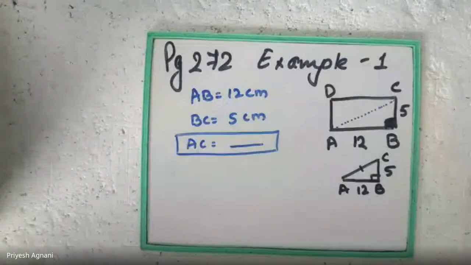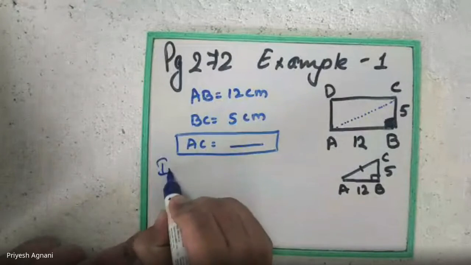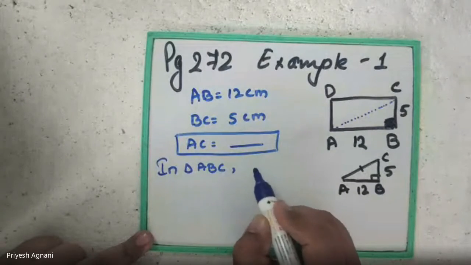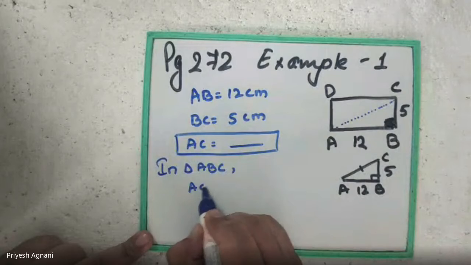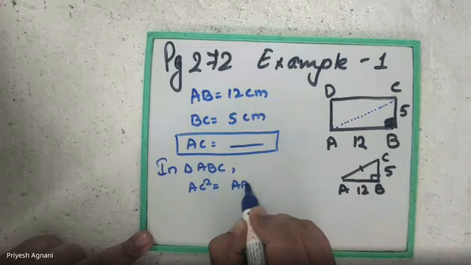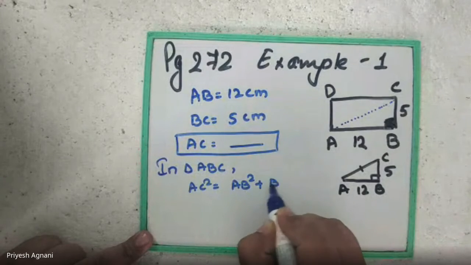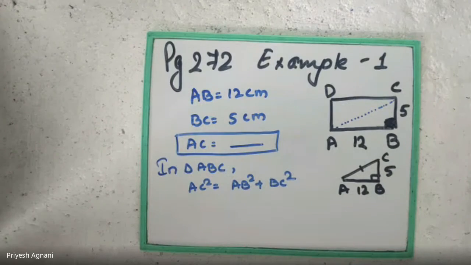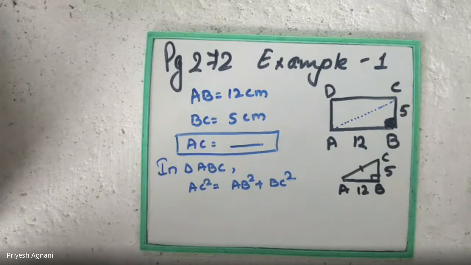So we write down. Please write along with me. In triangle ABC, we can say that AC square is equal to AB square plus BC square. Please write it down. AC square is equal to AB square plus BC square. Okay. Pythagoras theorem. Hypotenuse. We have done this type of questions in chapter number 3 and in chapter number 12 also.